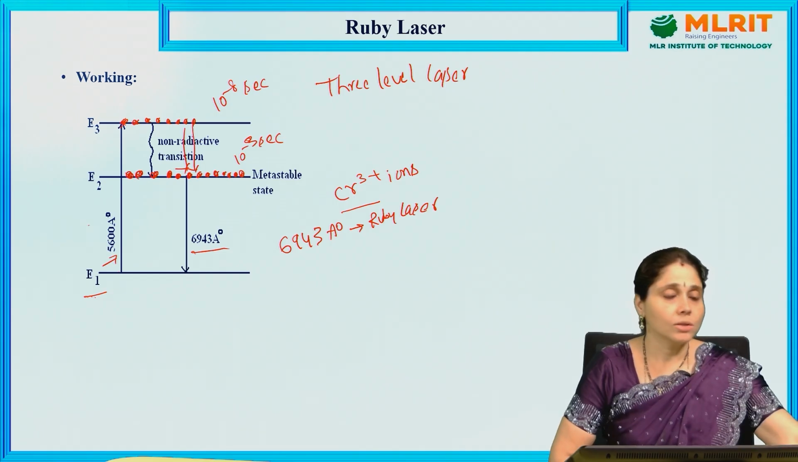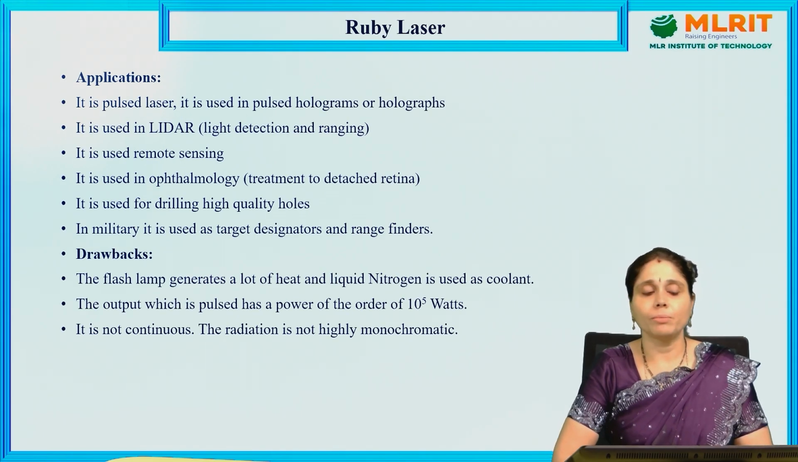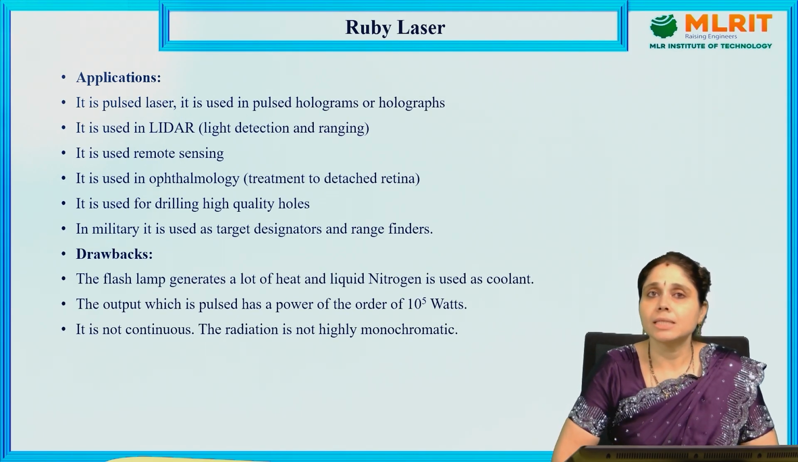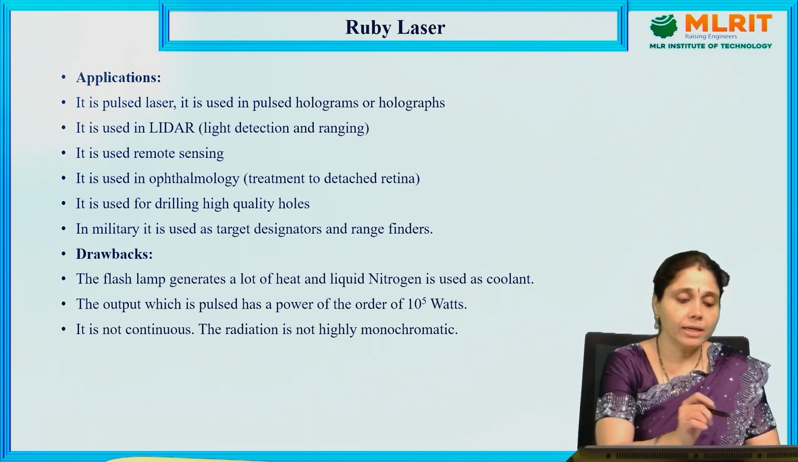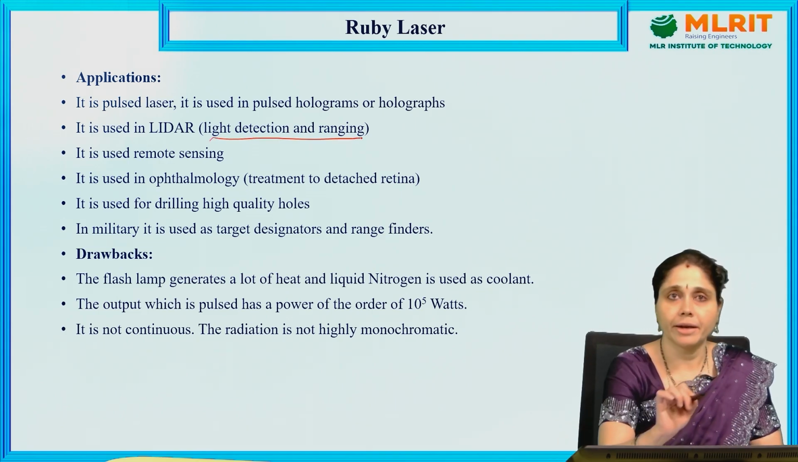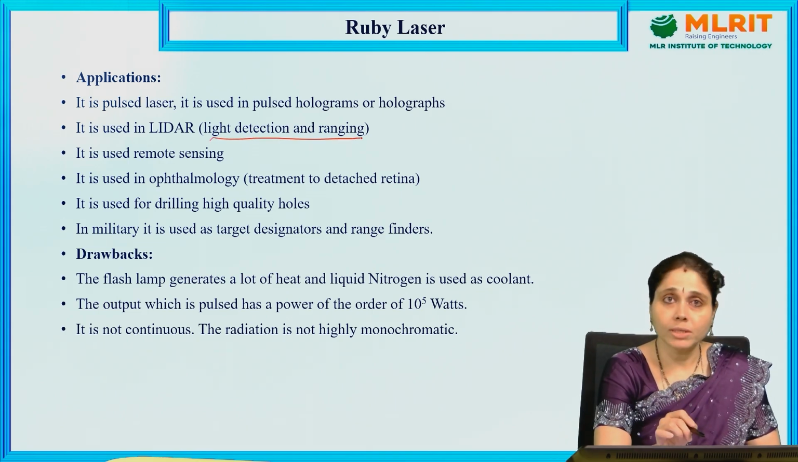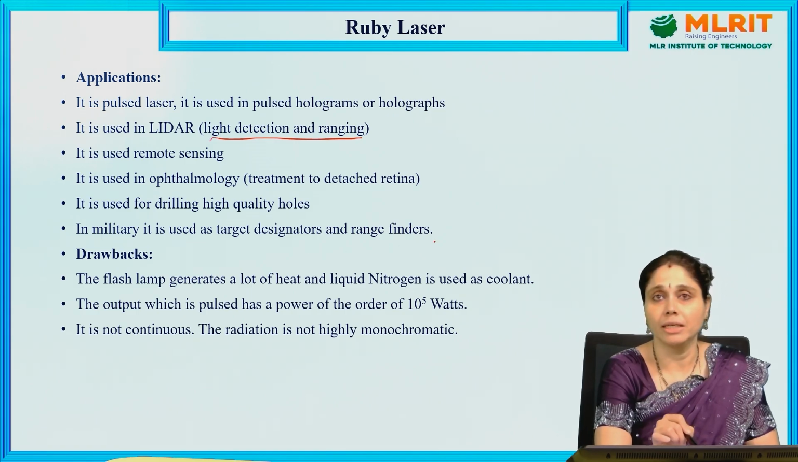Okay, so now the applications of the Ruby laser. It is a pulsed laser. It is used in pulsed holograms or holographs. It is used in LIDAR, light detection and ranging, which we'll learn in the later sections. It is used in remote sensing, in ophthalmology, and for drilling high quality holes. In the military, it is used as target designators and range finders.